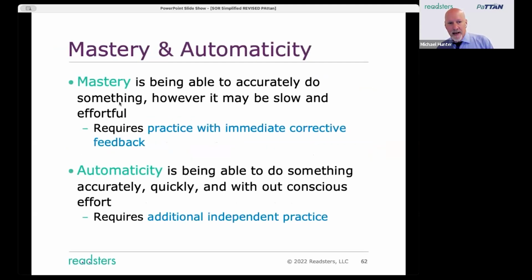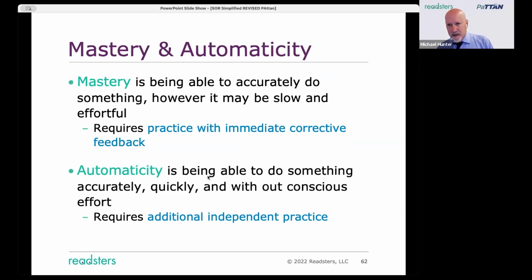So mastery and automaticity. Mastery is being able to do it accurately. However, it may be slow and effortful. And this is where you're going to need the immediate corrective feedback, so that if you make a mistake, you do get it right. Once you're confident that the student is being accurate most of the time, you can release them to independent practice where they keep doing the task, but you know that they're doing it right and they're just getting faster at it, that they're being able to do it automatically. And automaticity is being able to do it without thinking about it.